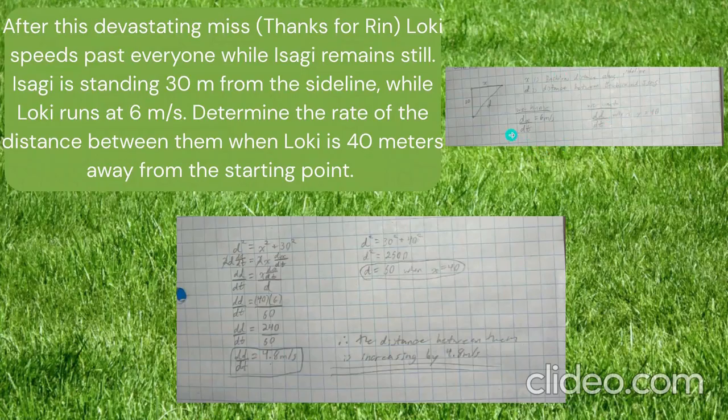So let's find what terms we know. We know our dx/dt is 6 meters per second. That's going to be the speed it's running at. And, oh my god, I can't see this. d is equal to 40. Anyways, so we have this equation right here.